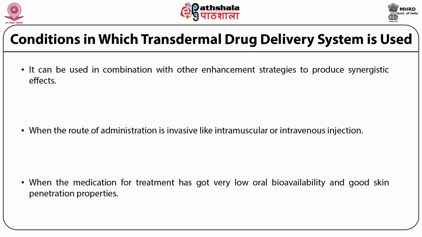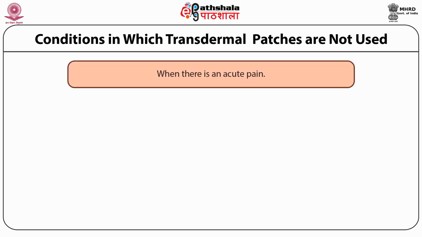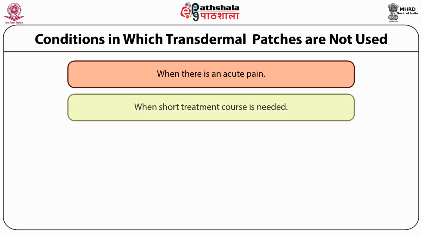We must appreciate that it is not that transdermal patches or transdermal drug delivery systems are used for all conditions. There are certain situations where these systems should not be used. What are these conditions? The first condition is when there is an acute pain. Because of its inherent lag phase of drug delivery, it would not be suitable if a condition is of acute pain. It should not be used when a short treatment course is needed, as it is more suitable for chronic therapy.